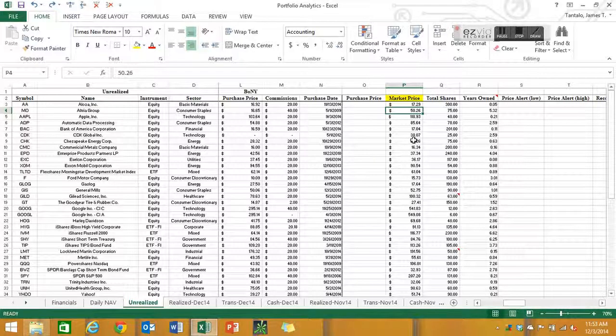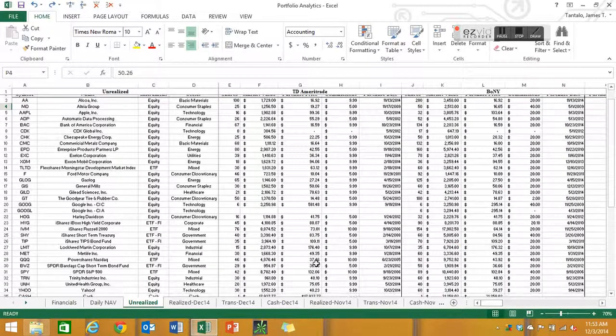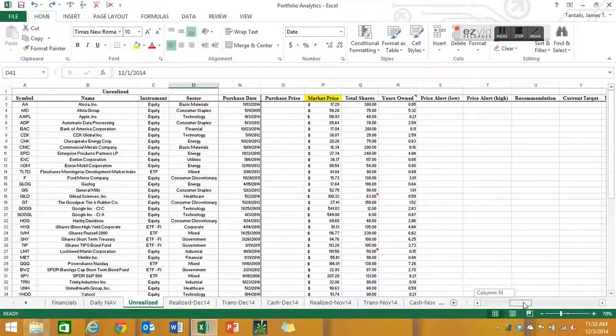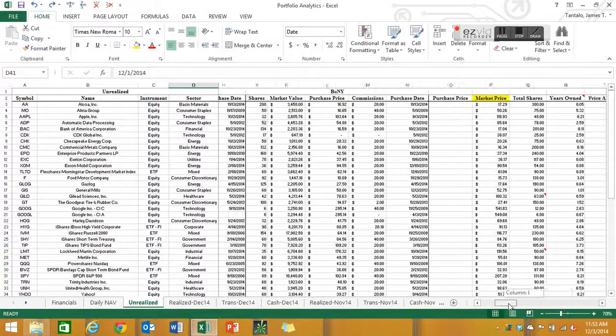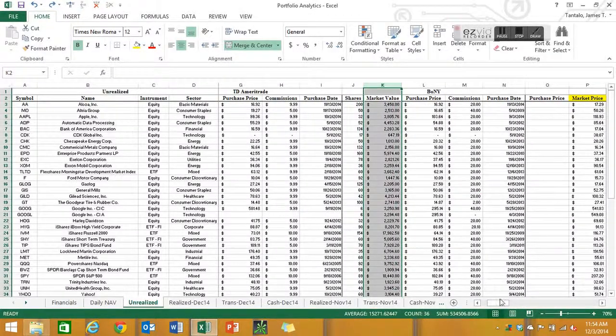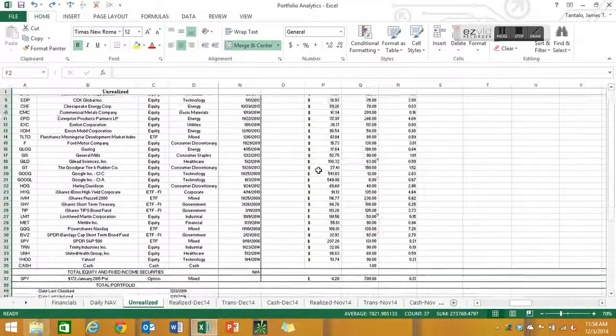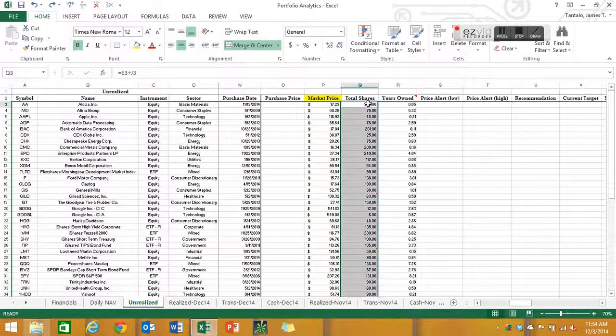The market price. This is what the stock market currently has. This is what a shareholder will pay for the stock now. And these are all dated. The last day we updated it was December 1st, which was a couple days ago. So on December 1st, this is what any shareholder would pay for these securities. These change every day. It's the stock market for you. So our market values, these two columns over here, K and F, are going to change every day based on our market price. So this is where we keep track of the market price for all of our securities.